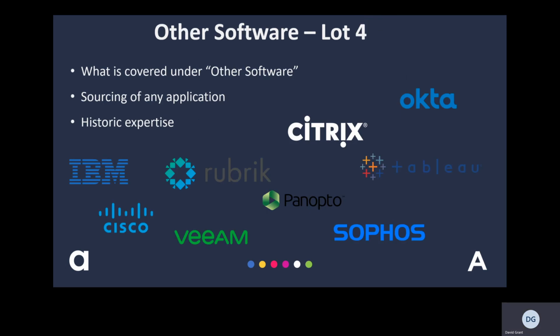Lot 4 is for everything else. So if it's not Microsoft, Adobe, or VMware, then it is other software, and it is covered by Lot 4. Again, first rank on this lot, allowing for direct awards. And again, this covers an absolutely huge range of applications. Academia are happy to source any application on your behalf, which can really help, again, reduce your supply chain. And we'll touch on some of the additional benefits that can have for you in a couple of slides' time.